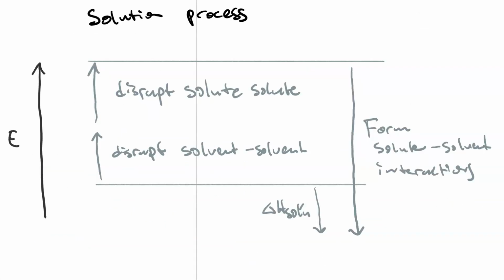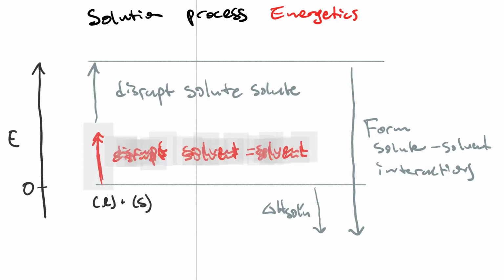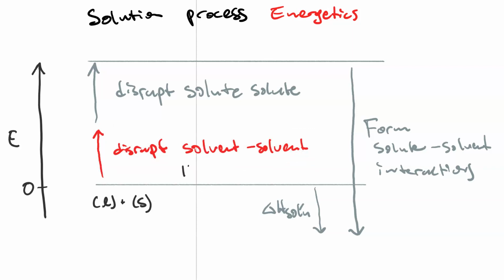Here's an overview of the energetics of the solution process. We start out at zero energy with a liquid solvent and a solid solute. We then put in however much energy is needed to disrupt the solvent-solvent interactions. In this case, that represents overcoming hydrogen bonds. Once we've done that, our solvent is now in the gas phase, and of course we still have a solid solute.